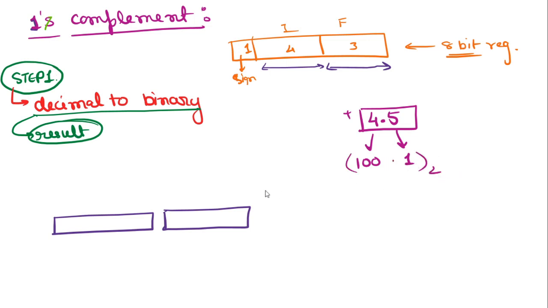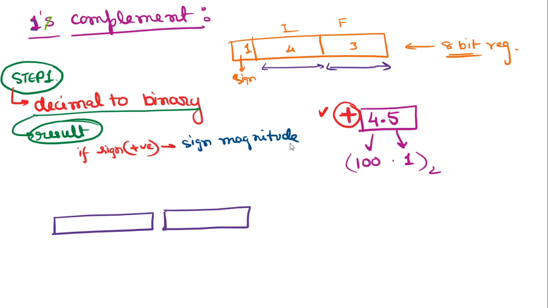This is binary representation. Now what we will do is follow the same approach. We will check the sign of this decimal value. If the sign is positive, this is exactly the same as sign magnitude.